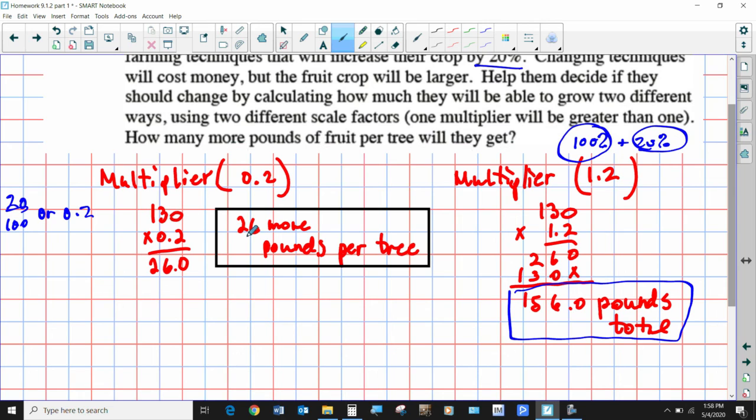Now, we could have just used this multiplier here, I should say, and then added it to the 130. When you add 26 to 130, you get 156 as well. So it doesn't really matter which way you go. The fact is you can do it both ways. Whatever situation seems the most logical for you to do it in the fewest steps, choose that multiplier and solve the problem that way.